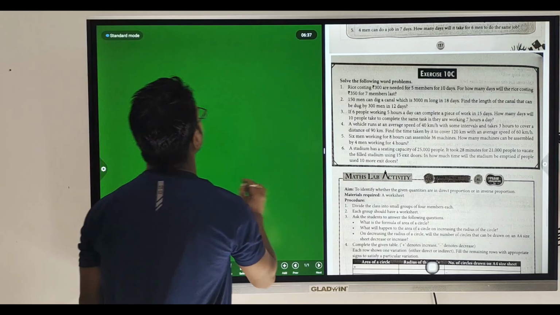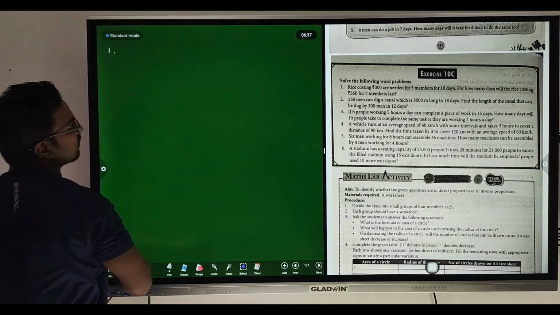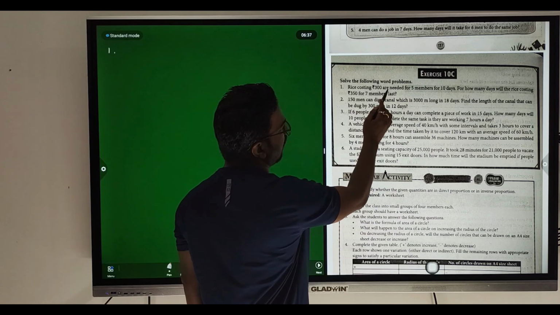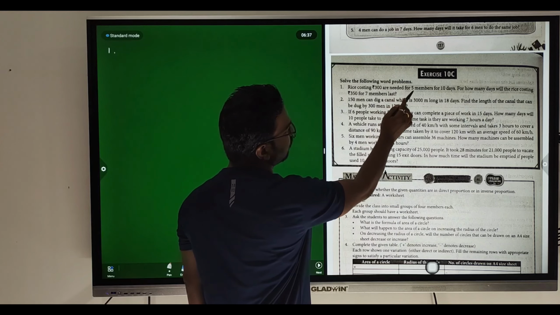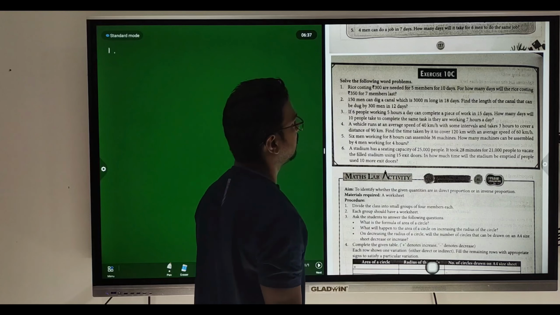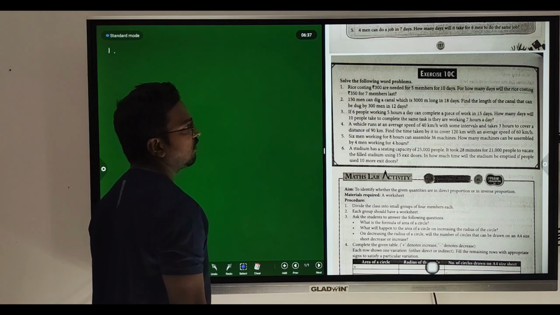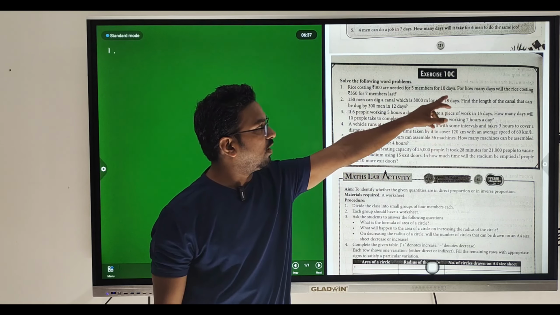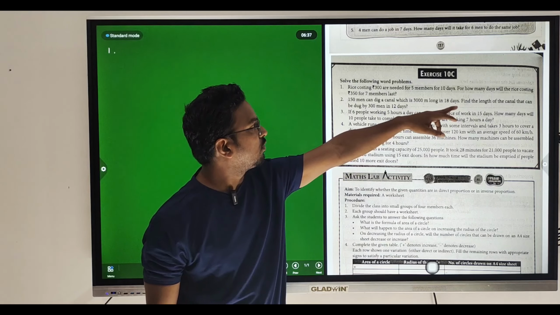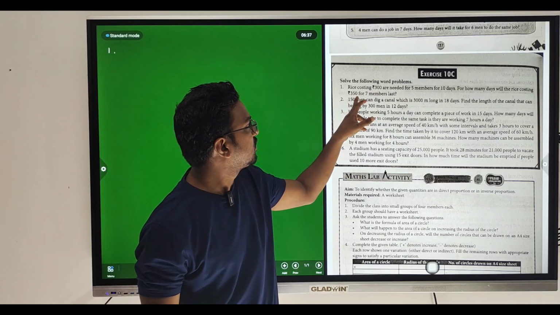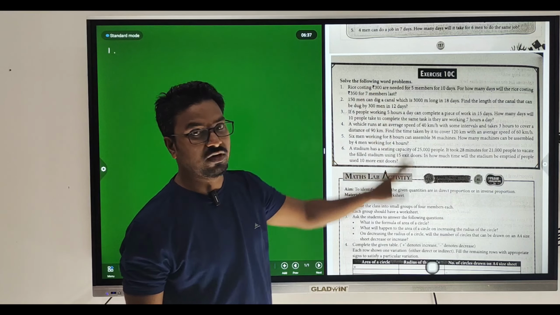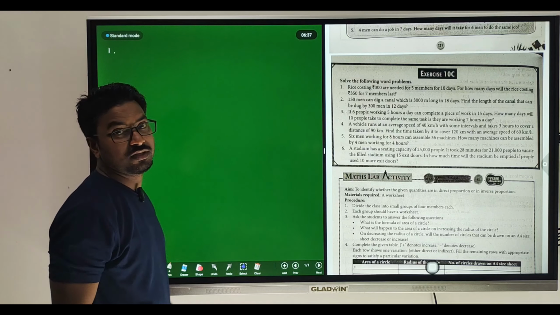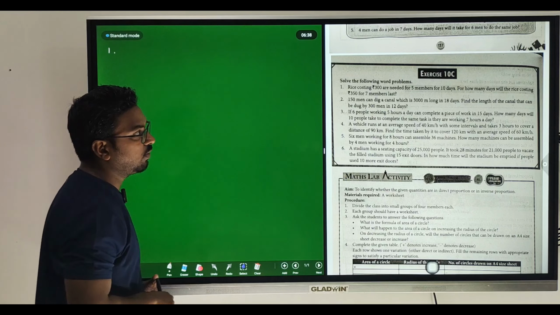Question number 1. Rice costing 300 rupees is needed for 5 members for 10 days. For how many days will the rice costing 350 rupees last for 7 members? If the cost of the rice is 350 rupees and the number of members is 7, how many days will it last?